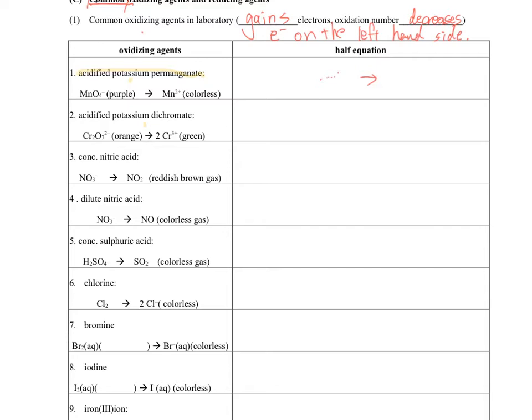And the second one will be acidified potassium dichromate, and the active ion is not potassium. Instead, it's dichromate. And for the first one, the active oxidizing ion is permanganate. So if you change potassium to sodium permanganate, it is still the oxidizing agent. You can change the cation to anything because the active part of this oxidizing agent is permanganate.